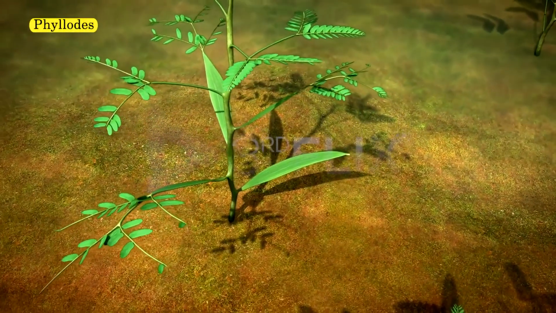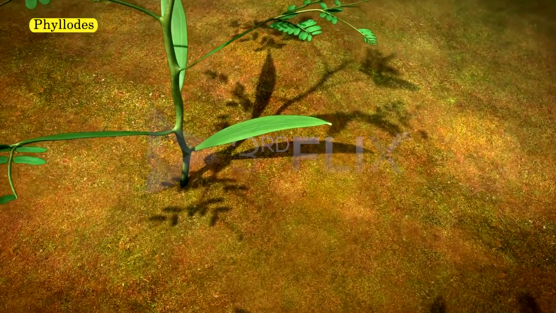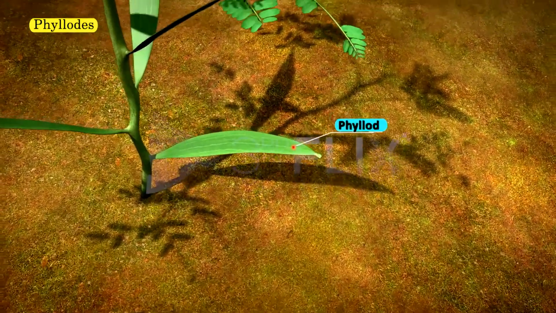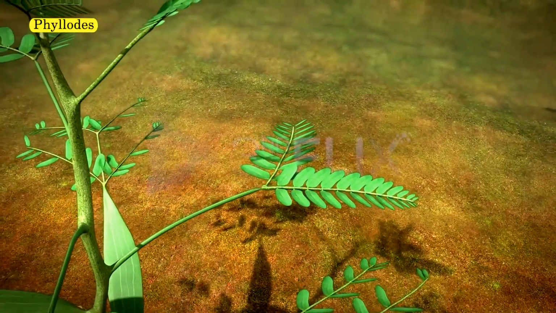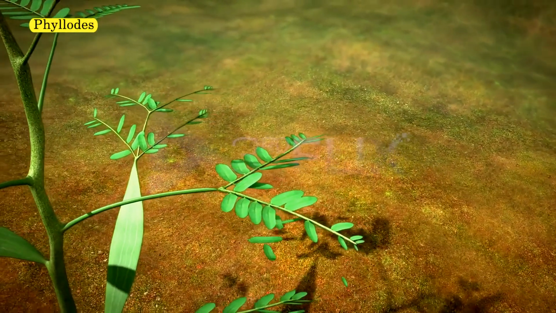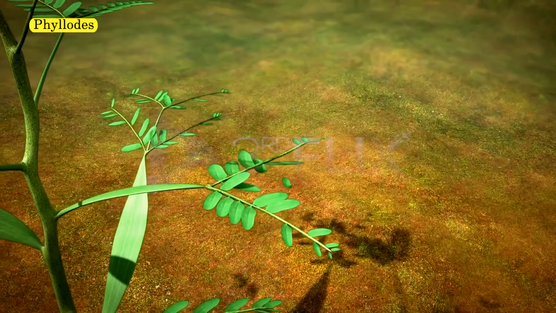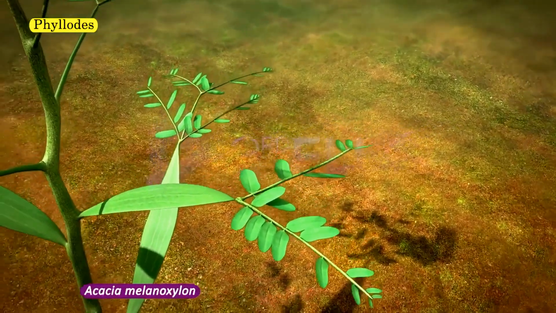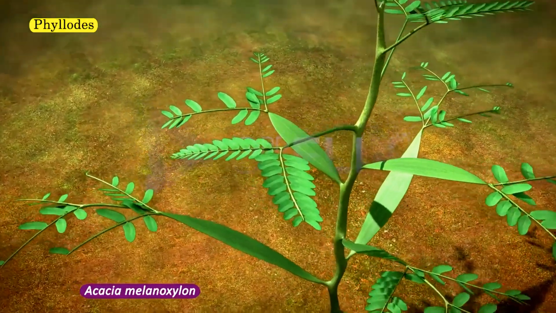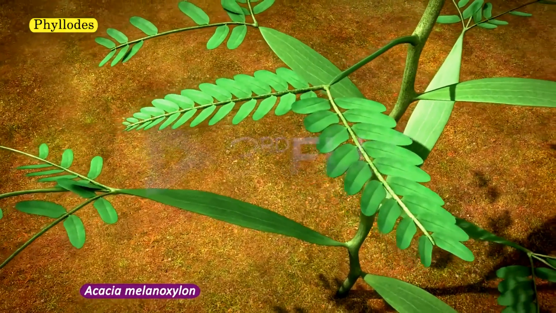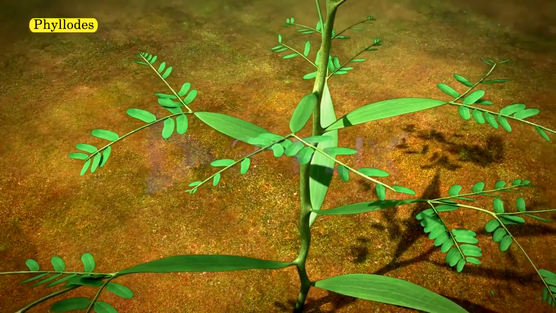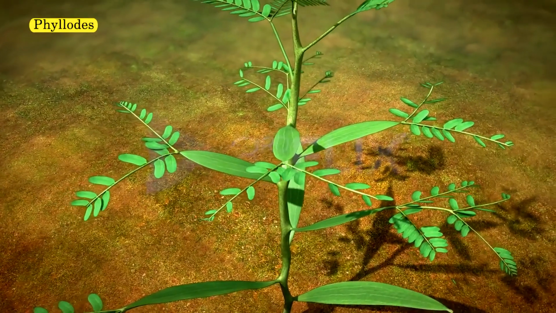Phyllodes. The modified green flattened petiole that is formed by the suppression of leaf lamina performing photosynthesis is called a phyllode. Presence of phyllode is also a xerophytic adaptation, as the leaflets are shed to reduce transpiration. In Acacia melanoxylon, commonly called Australian acacia, the normal leaf is bipinnately compound in the seedling stage, but it soon falls off. In Australian acacia, the petiole is modified into phyllode.